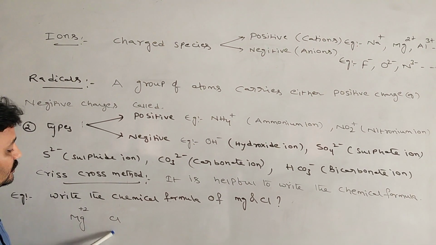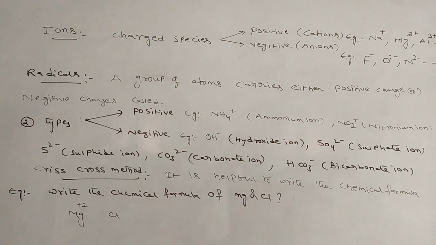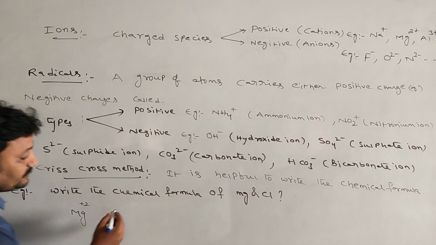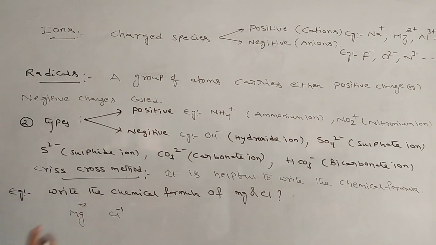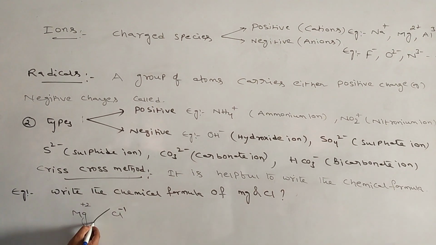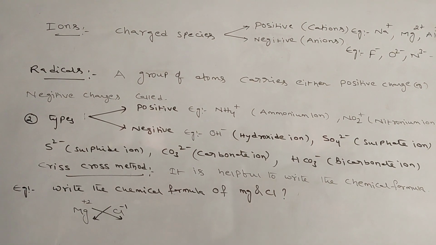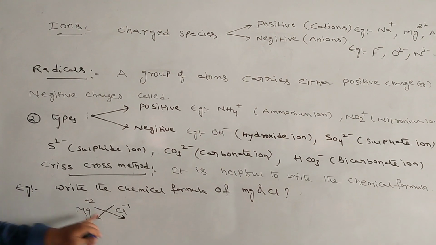What is the negative charge? Chlorine. Do you know the atomic number of chlorine? Very important. Chlorine atomic number is 17. Gaining 1 electron carries -1. So when you check the charges, easily you can write the chemical formula by the crisscross method. The charges can be crisscrossed like this, or else valences can be crisscrossed. What is the valence of chlorine? 1. What is the valence of magnesium? 2. So they can be crisscrossed.